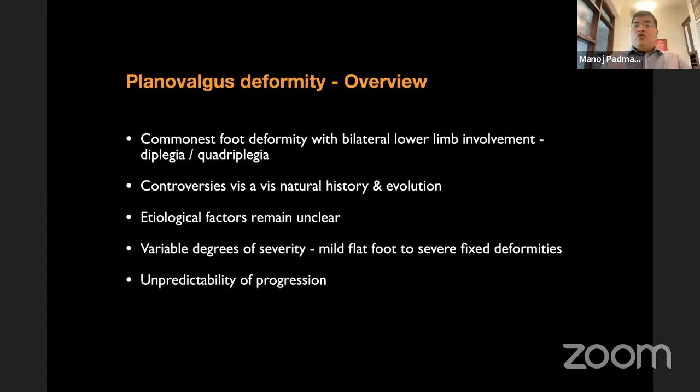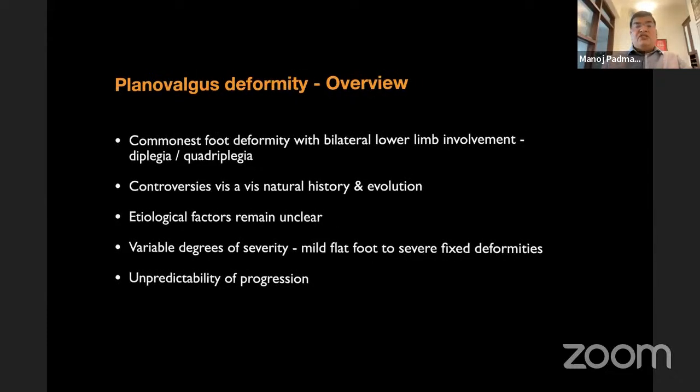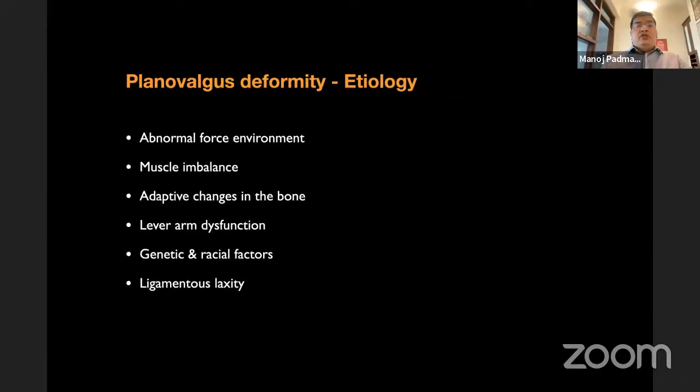From a simple mild flat foot to severe fixed deformities, there are several factors which determine it, and some of which are unclear. And the biggest problem is there is an unpredictability in terms of how it progresses. If we knew what the factors causing it to progress are, then you could focus on preventive measures. So more than muscle imbalance, it's actually an abnormal force environment which is responsible for the planovalgus deformity.